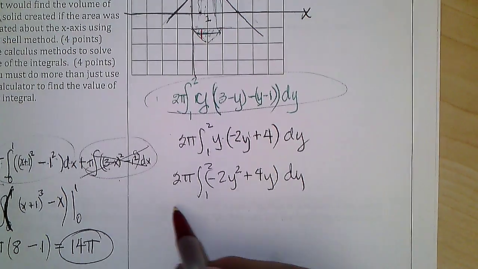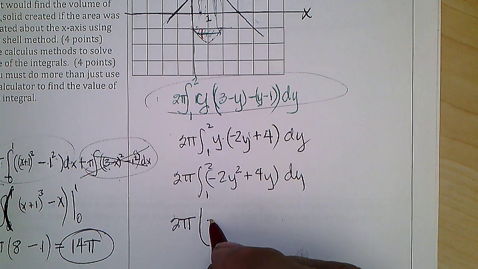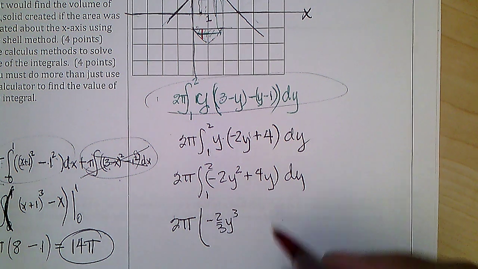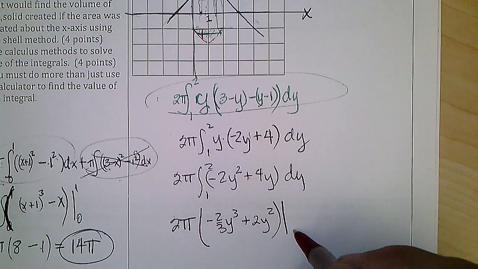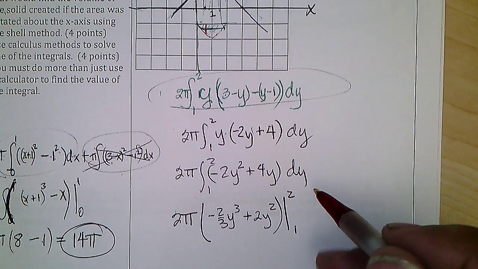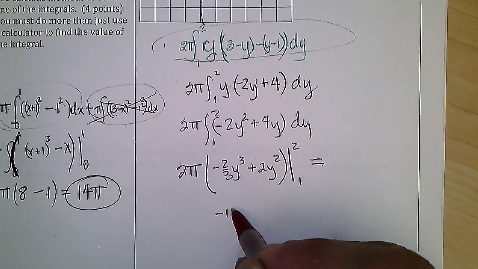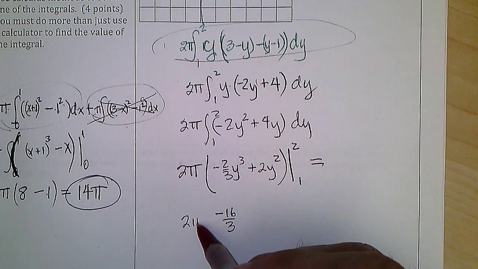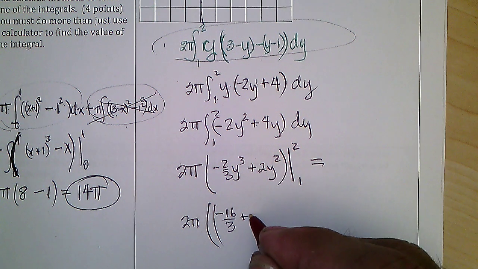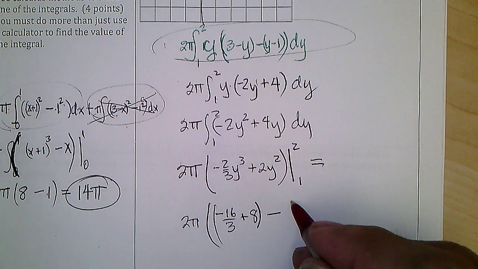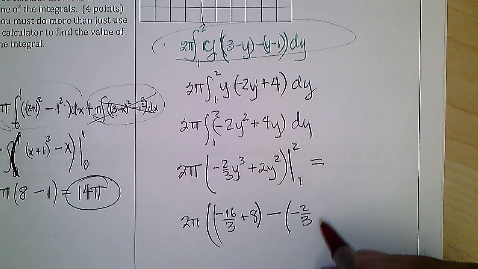So that would give me 2 pi. That integrated is minus 2/3 y to the third plus 2y squared, evaluated from 1 to 2, which would be 16 minus 16/3, 4 times 2 is 8 plus 8, minus 1 in there would be minus 2/3, plus 2.